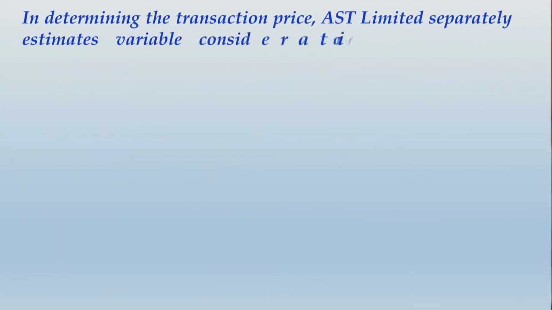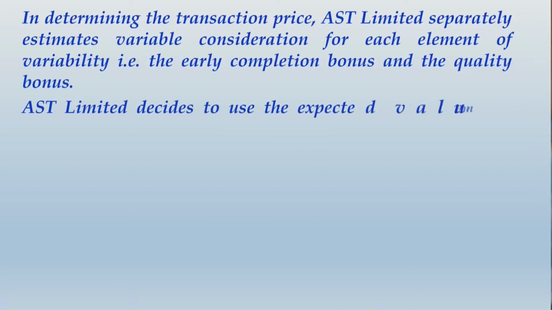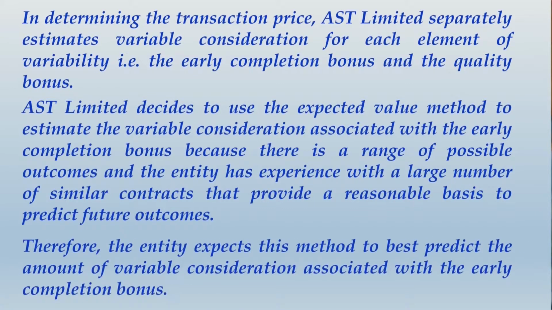In your solution, you would first mention that in determining the transaction price, AST Limited separately estimates variable consideration for each element of variability, that is the early completion bonus and the quality bonus. AST Limited decides to use the expected value method to estimate the variable consideration associated with the early completion bonus because there is a range of possible outcomes and the entity has experience with a large number of similar contracts that provide a reasonable basis to predict the future outcomes. Therefore, the entity expects this method to best predict the amount of variable consideration associated with the early completion bonus.